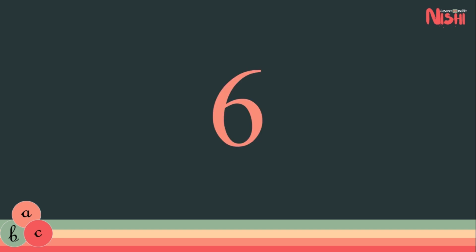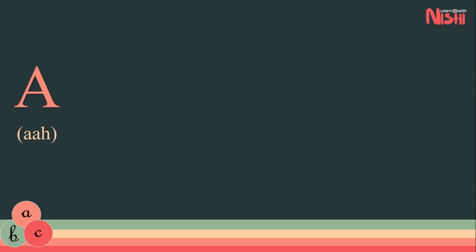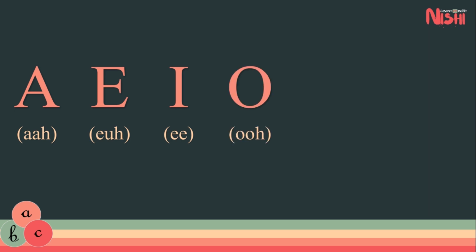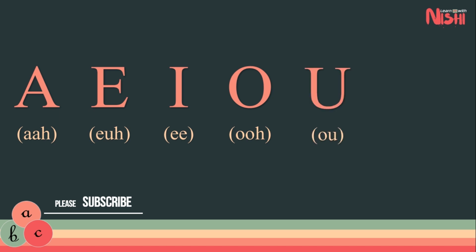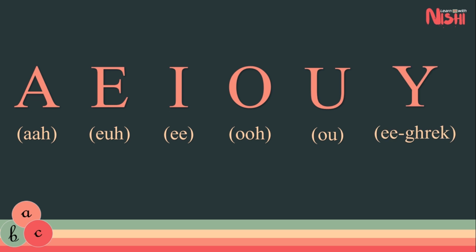In French, we have 6 vowels. Let's see how to pronounce them. First one is A. A. E. E. I. I. O. O. U. U. Y. Y. Here, Y is the name of the vowel, not the pronunciation.